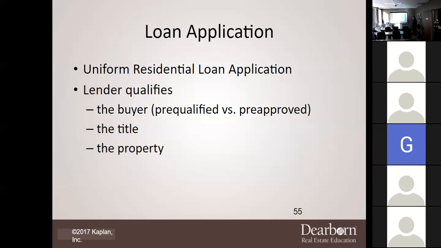Okay. So in this situation, in regards to the loan application, when your client wants to get pre-approved, they have to complete that uniform residential loan application. The lender is then going to qualify that buyer.